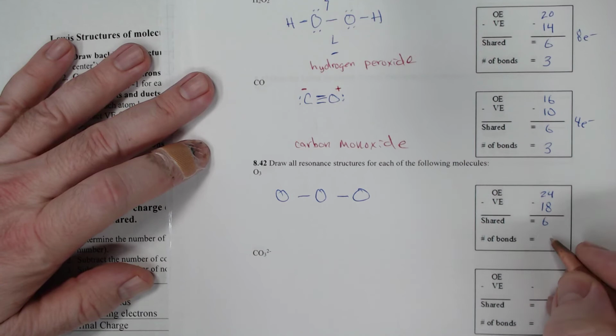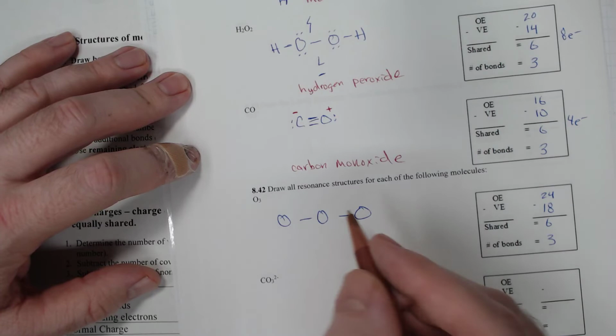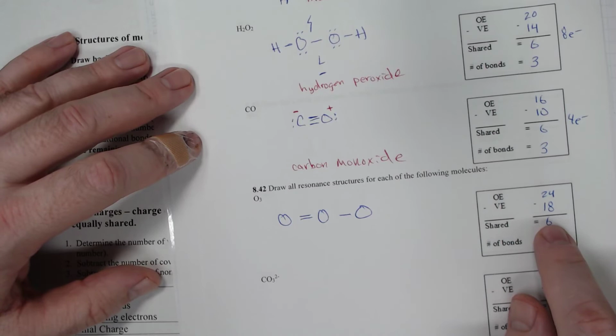So that means that we should have three bonds. So automatically, we look at this and we say, well, where should we put the extra bond? Should we put it here or here? And we just have to pick one. And so I'm going to arbitrarily put it right there. And then we come back over here and we see, so 18 minus 6, that gives us 12 electrons, 12 lone pair electrons to work with.